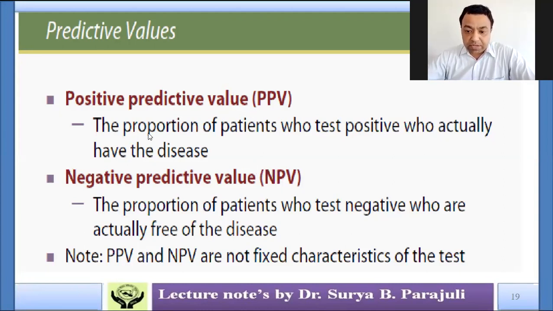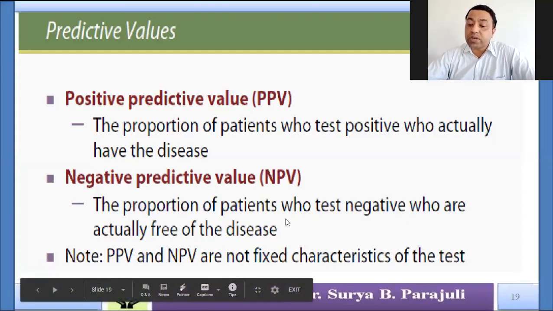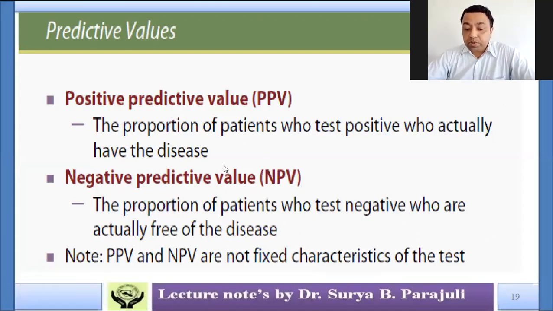Positive predictive value is the proportion of patients who test positive who actually have the disease. It may confuse you with sensitivity and specificity, but it's about proportion. I recently taught the concept of rate, ratio, and proportion to your juniors, and I think you recall the same concept. Negative predictive value means the proportion of patients who test negative who are actually free of the disease. And PPV and NPV are not fixed characteristics of the test.